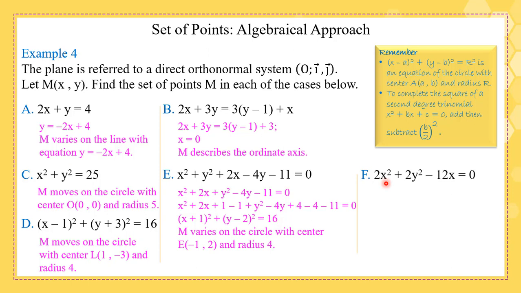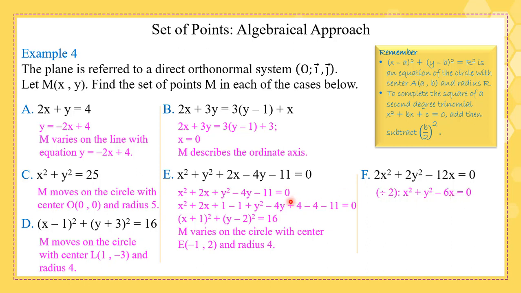Last example: if we have such a circle, remember, if we have x squared and y squared and the coefficients are equal, this could be an equation of a circle. Now here, because the coefficients of x squared and y squared are 2, the first step is to divide by 2. In order to apply a procedure like the one given in part E, we must have x squared and y squared. We cannot have coefficients other than 1. So in this case, we divide by 2, we get x squared plus y squared minus 6x is 0.